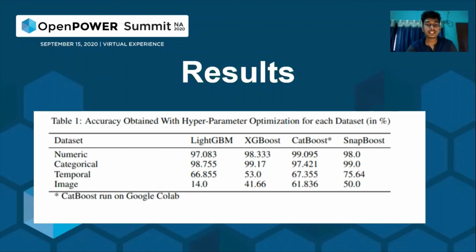LightGBM is very fast in terms of training on all datasets excluding image data, but its training time prowess is marred by its inconsistency in accuracy. SnapBoost showed good performance on temporal and numeric datasets, and it is consistent in terms of accuracy. The huge highlight is that SnapBoost, when run on the IBM Power Server System AC922 server with HPO, is the fastest algorithm in terms of training time, which is then followed by LightGBM.